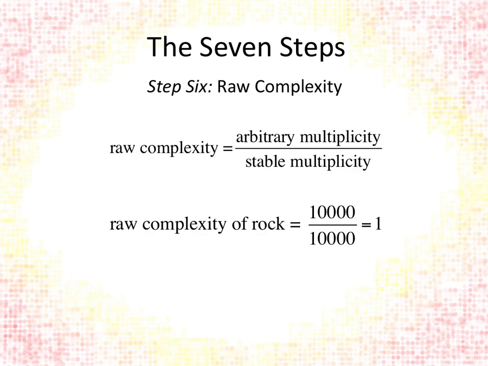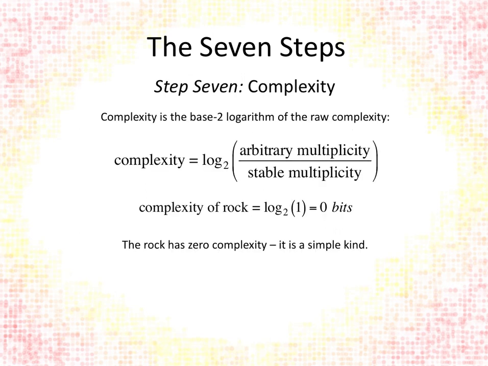Step 6, we find the raw complexity. We just divide the arbitrary multiplicity by the stable multiplicity. That's 10,000 divided by 10,000, and that means the raw complexity of a rock is just 1. Step 7, we take the base 2 logarithm to find the complexity. The complexity is the base 2 logarithm of the arbitrary multiplicity divided by the stable multiplicity. That's just going to be the base 2 logarithm of 1, and the logarithm of 1 is 0. So the complexity of a rock is 0 bits. The rock has 0 complexity.